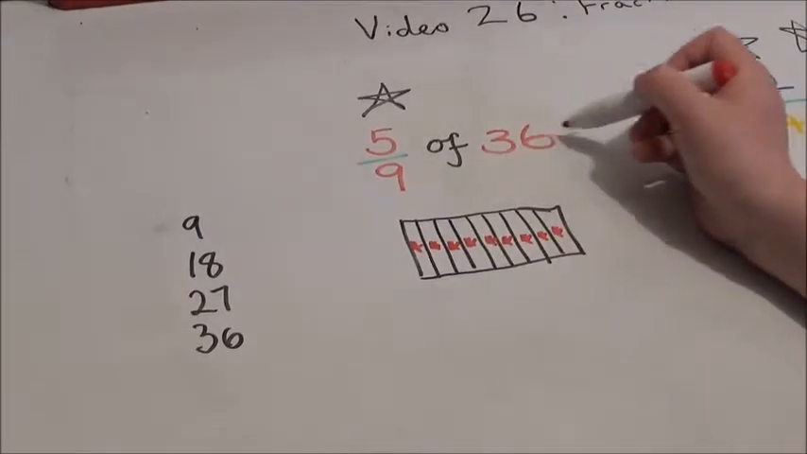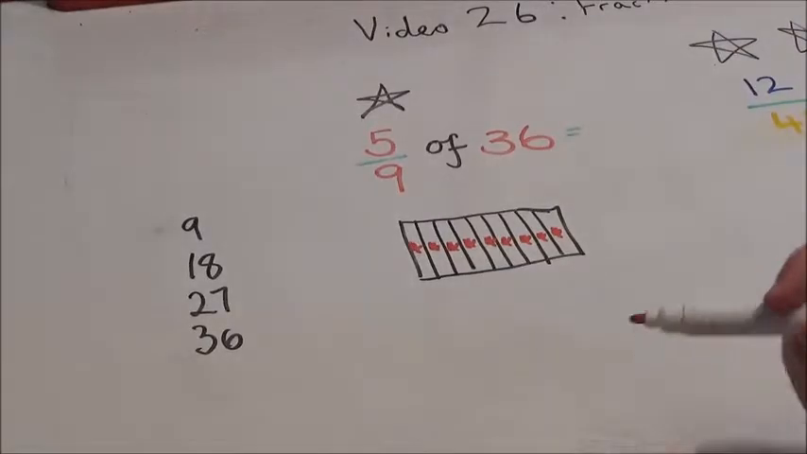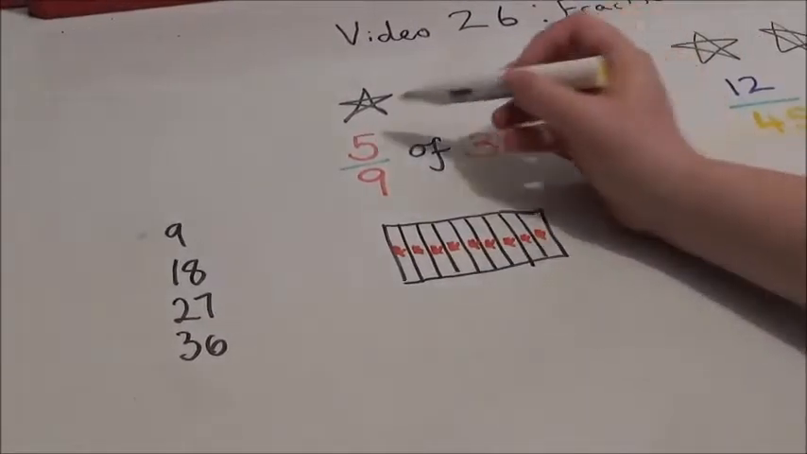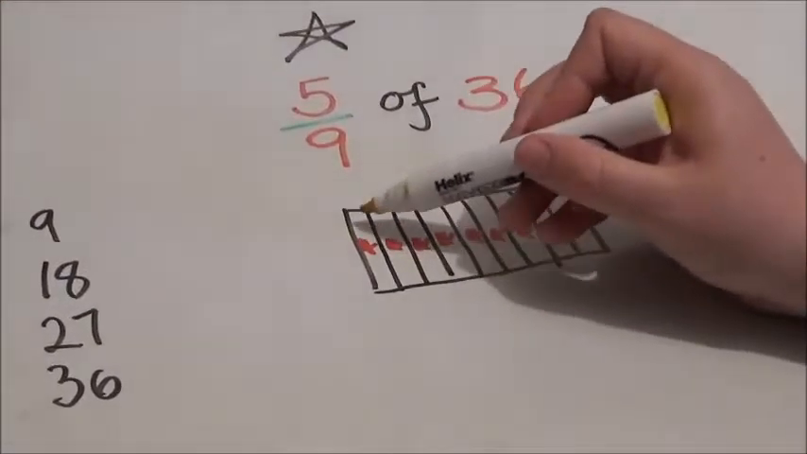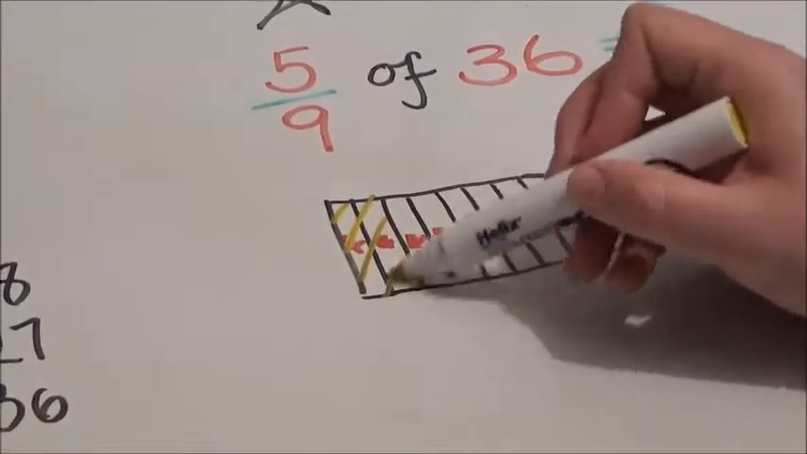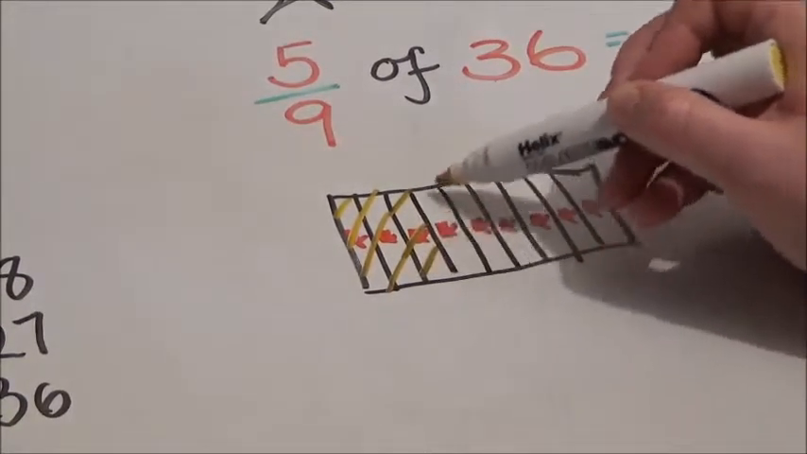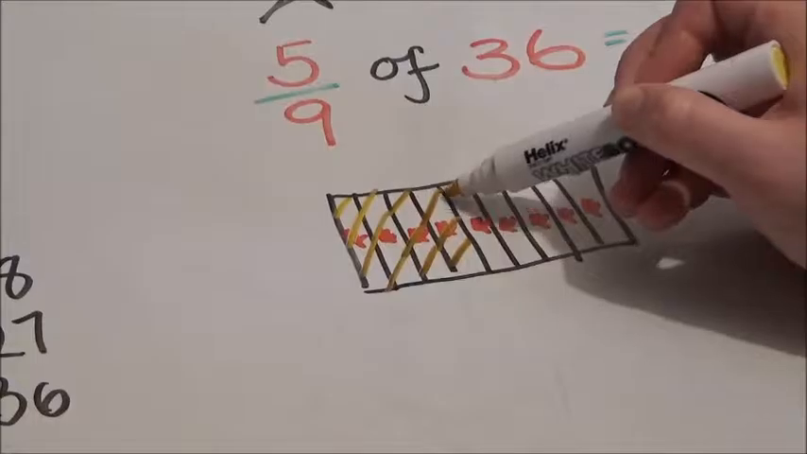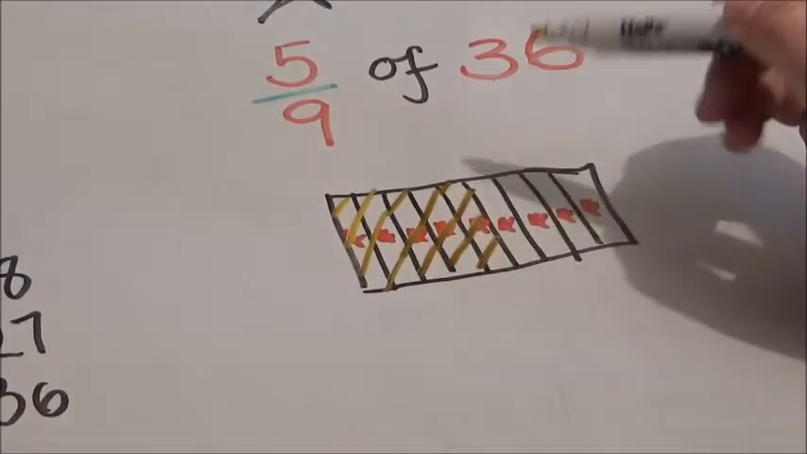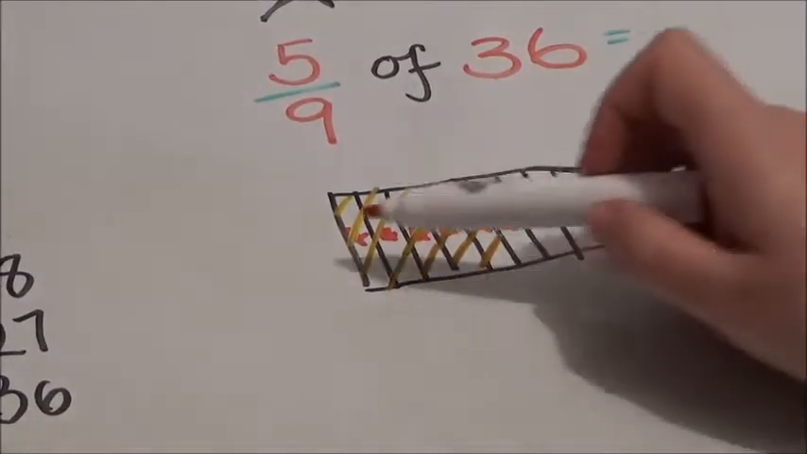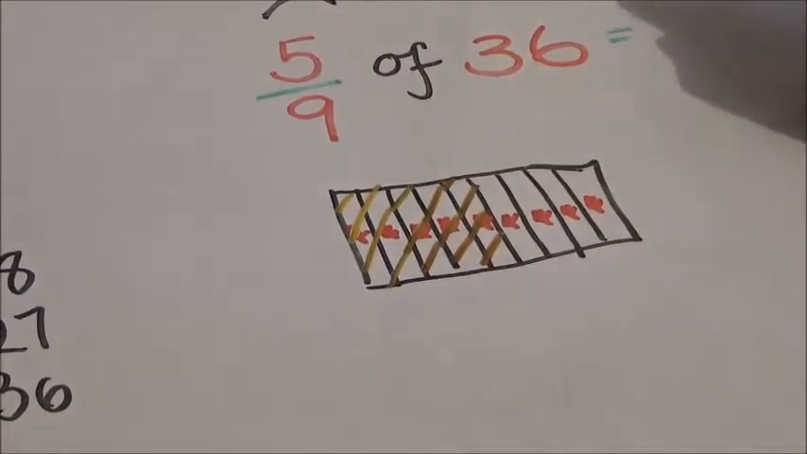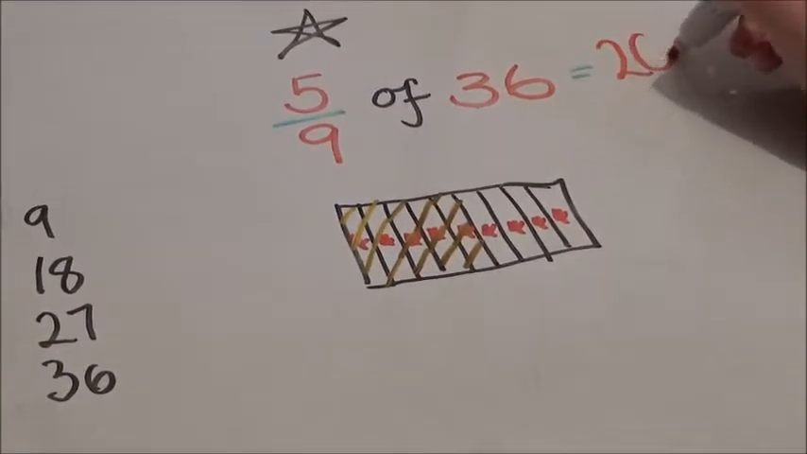There, we've shared 36 across those 9. And we're going to be looking at 5 of those pieces. 1, 2, 3, 4, 5. We know that we've got 5 times 4, which is the same as 20.